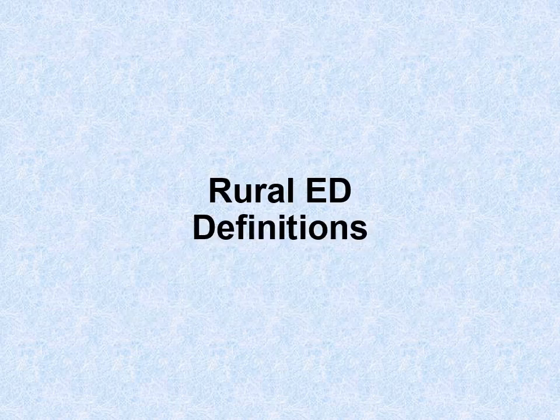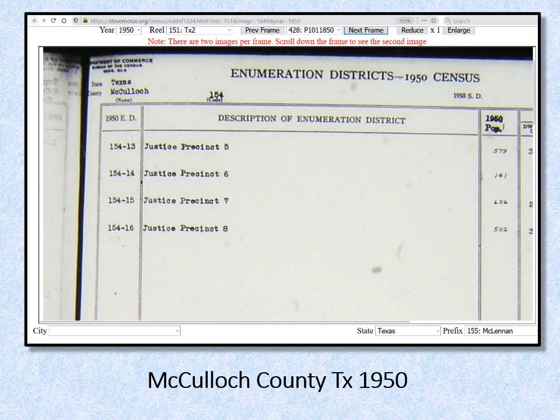Let me show you an example of what these microfilms look like. Here we are in McCulloch County, Texas, 1950. This is a screenshot from our utility. And you can see there's not much information here.